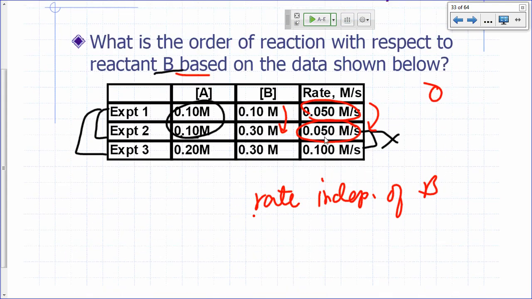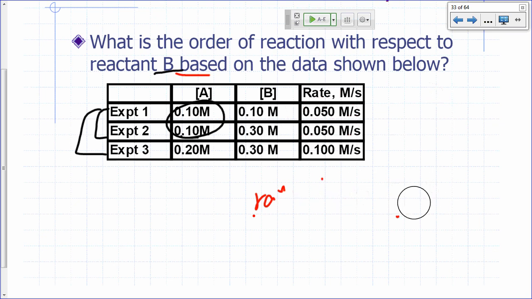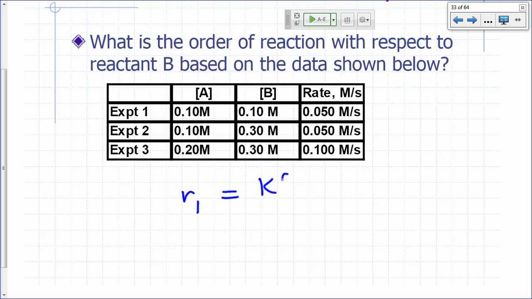Let's go back to this problem right here. Here's what I would do if I were to systematically solve for this problem. Okay, because you're not always going to get those really nice numbers that you can easily tell what the result is. So what if I did this? I'm going to say then rate for experiment 1 equals K times A raised to the power. I'm just going to call little a the order with respect to A and little b the order with respect to B. Okay, so rate would be equal to, I'm going to say, K times concentration of A raised to a times concentration of B raised to little b.